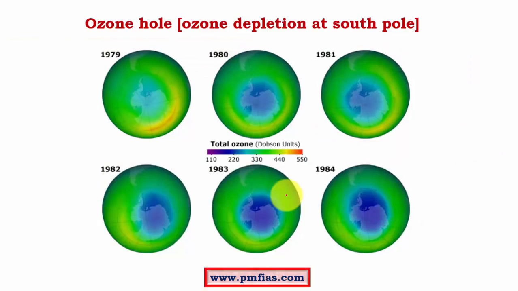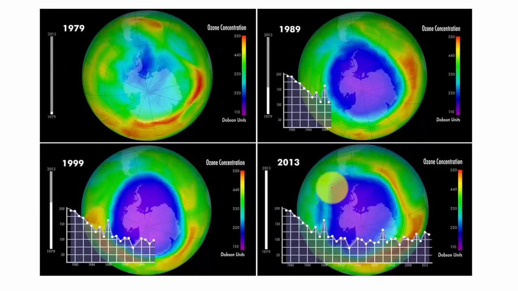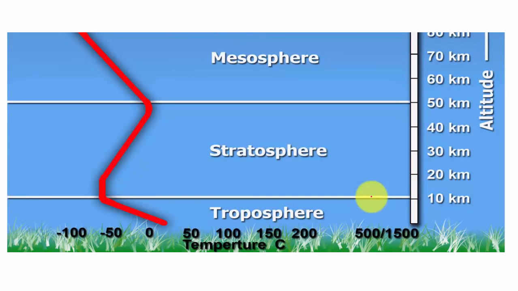So this is how the ozone hole got depleted in just a few years. We can see 1979 to 1984. This is how severe the influence of refrigerants like chlorofluorocarbons was. So we can see 1979 to 2013, we can see the recovery of ozone. The ozone is slowly recovering due to the ban of production as well as use of chlorofluorocarbons as refrigerants.